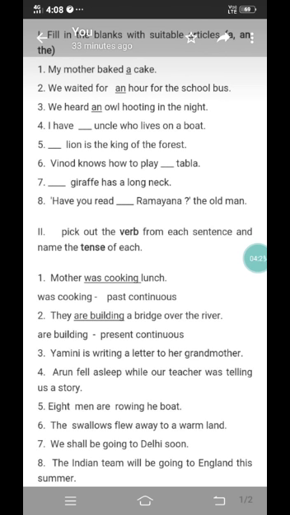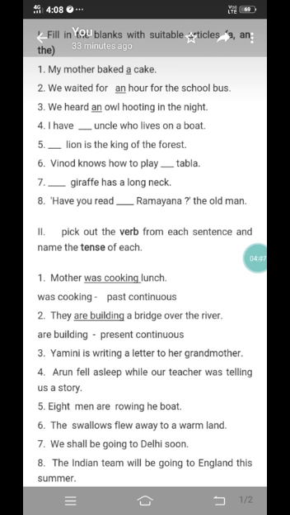Have you read dash Ramayana? The old man asked. So I have skipped the old man asked. No problem. When you write, please write down.